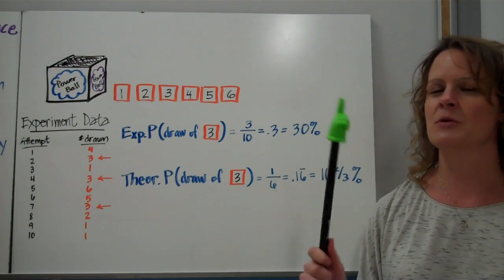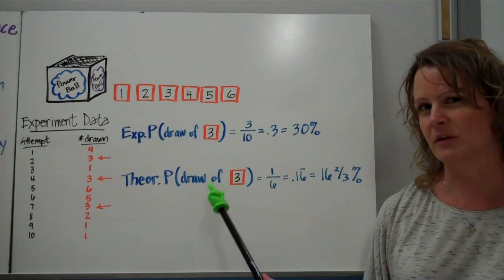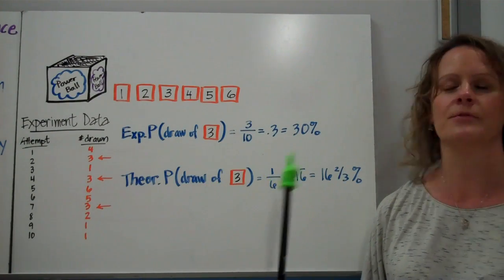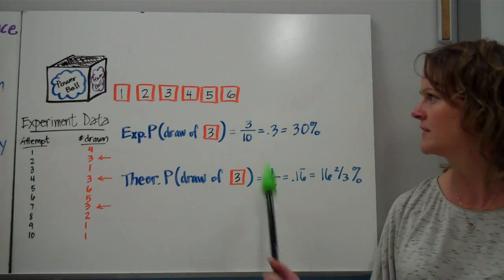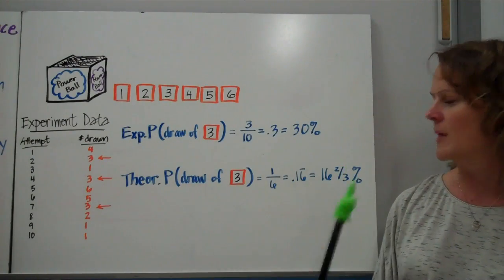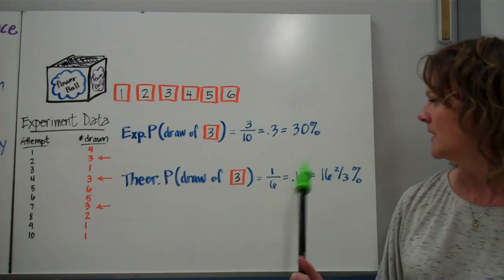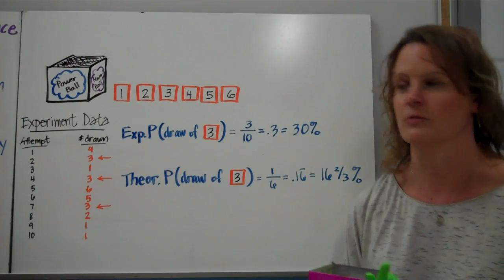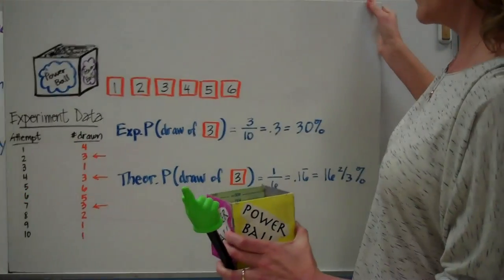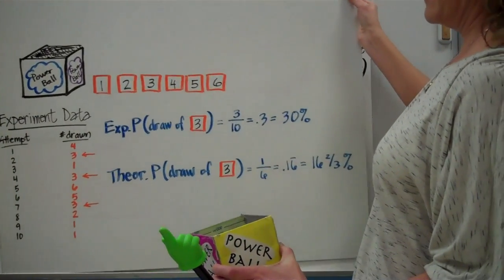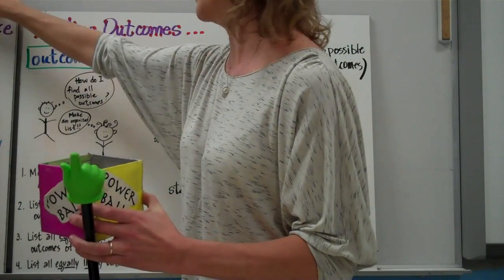Theoretical probability, again, remember, is analyzing the probability of the situation. So I know that I have 1 3 in the container out of a total of 6 tiles. So my probability of drawing a 3 theoretically, this is what we would expect to happen, is 1 out of 6 or 16 2/3%.